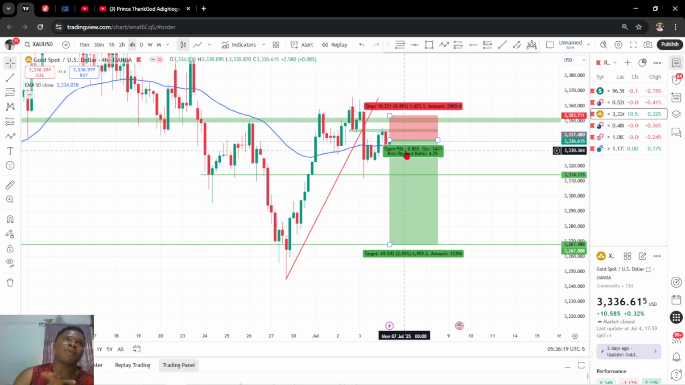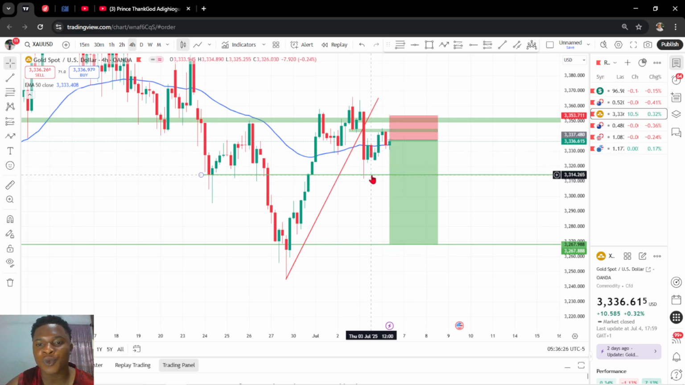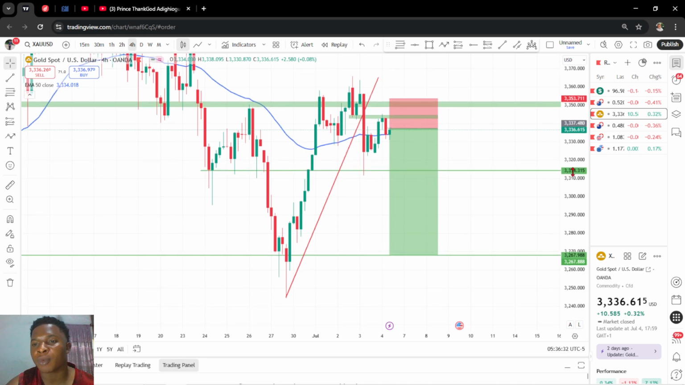I entered it at the close of the trading session on Friday. So I'm currently holding this trade, and this is where my first level target is, and this is where my final level target is. So on Monday, if you want to jump on this trade, you are free to jump on the trade and trade with me.